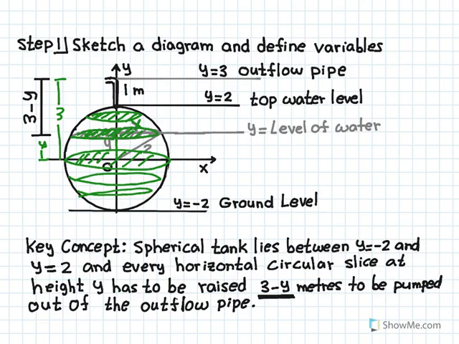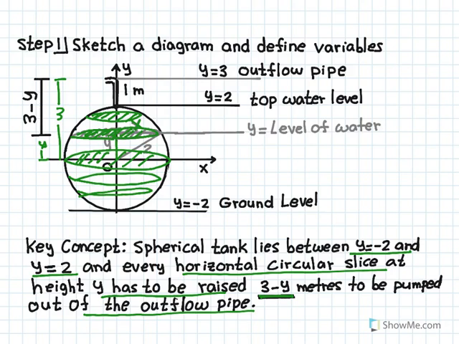All right, so now the key concept is that the spherical tank lies between y equals minus 2 and y equals 2, and every horizontal circular slice at height y has to be raised 3 minus y meters to be pumped out of the outflow pipe. Since the tank is a sphere, all horizontal slices perpendicular to the y-axis are circular disks with radius x meters. Right here, there is a circular disk with radius x meters. Let's put this in. This is x. This here is the distance from the disk to the origin, and this is the radius of the sphere, which is 2.